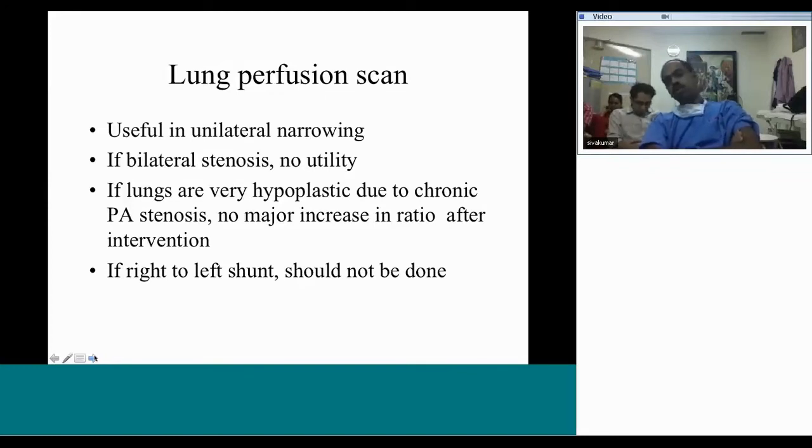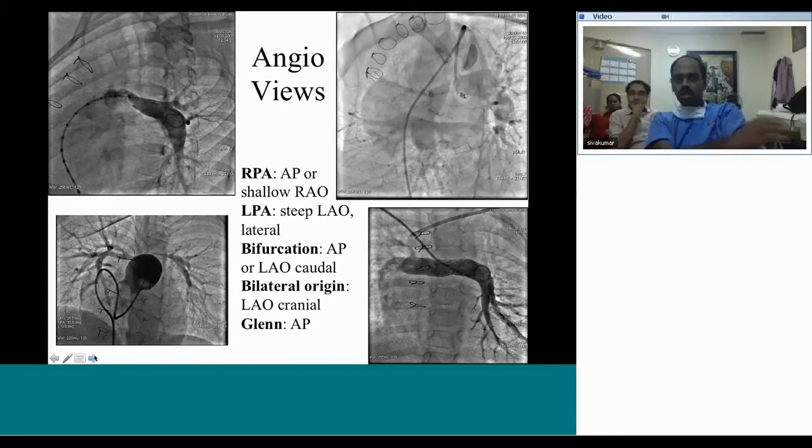If there is bilateral stenosis, there is no utility, because you will not be able to differentiate between the right and left perfusion. If lungs are very hypoplastic due to chronic PA stenosis, there won't be a major increase in ratio after intervention. And if there is a significant right to left shunt, you should not do a lung perfusion scan, because many of the macroaggregate particles will go into the brain.